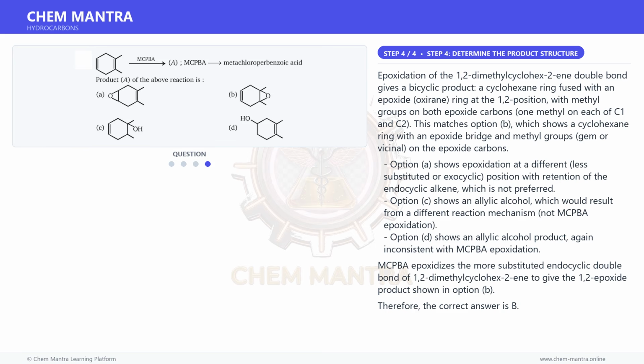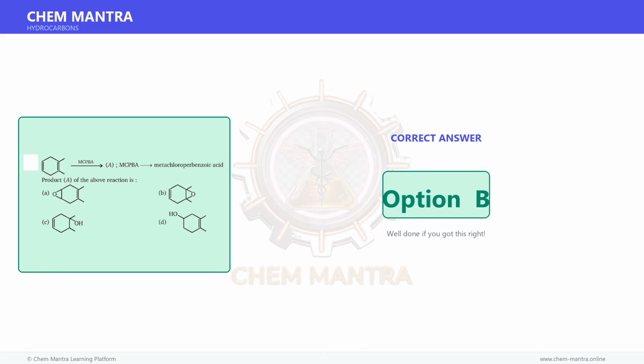MCPBA epoxidizes the more substituted endocyclic double bond of 1,2-dimethylcyclohexene to give the 1,2-epoxide product shown in option B. Therefore, the correct answer is option B.